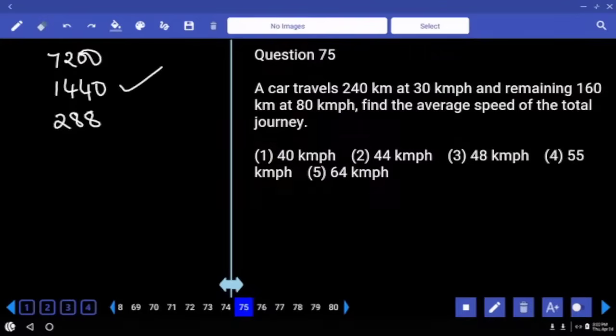A car travels 240 kilometers at 30 km per hour and travels 160 kilometers at 80 km per hour. Find the average speed of the total journey.